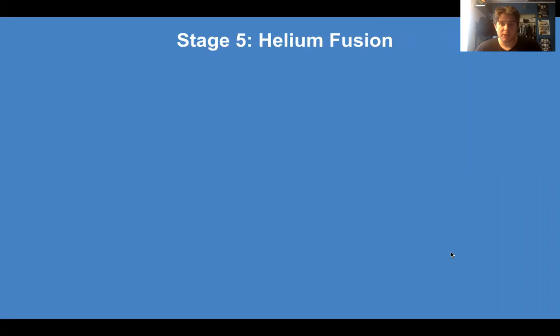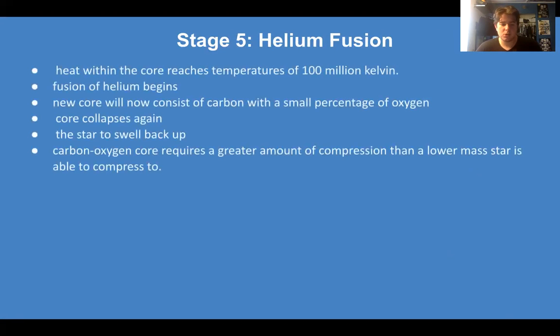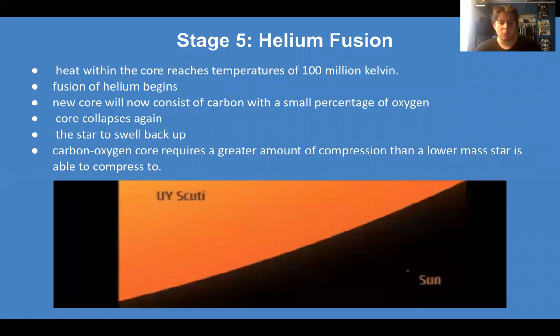Once a core is compressed enough, the heat within the core reaches temperatures of 100 million Kelvin. Once this temperature is reached, the fusion of helium can begin. In order to fuse helium, it requires that 3 helium atoms collide. This process produces carbon atoms. When carbon atoms collide with helium atoms, they produce oxygen. So the new core will now consist of carbon with a smaller percentage of oxygen.